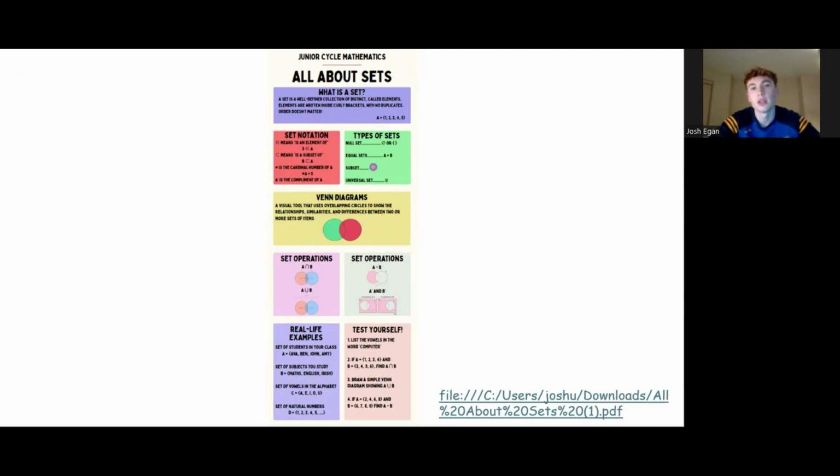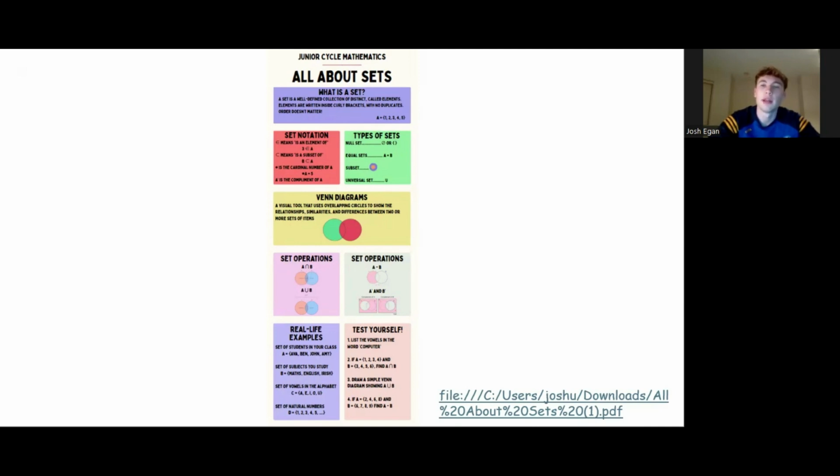However, when I was first creating this, the first problem I encountered was deciding what to actually include on this infographic. So I decided in the end to focus on the core building blocks students need before being able to tackle more complicated problems on sets. So I intentionally resisted adding too much content because I find myself that junior cycle students benefit from clarity and simplicity rather than information overload.